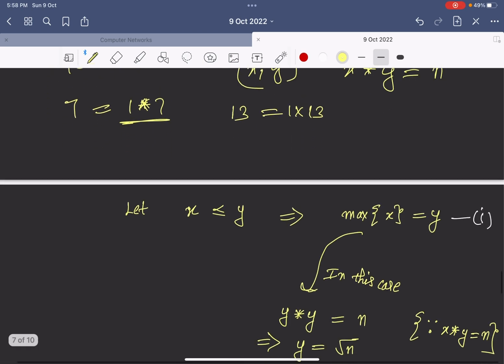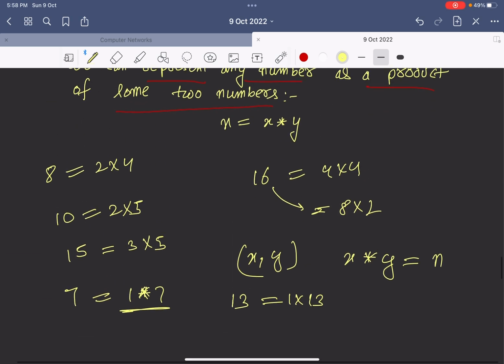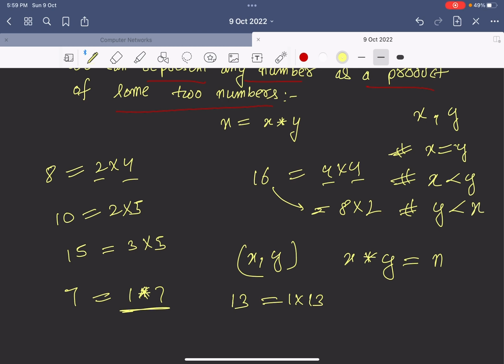Okay. Now, in all pairs, we know that either both of the numbers will become equal or one of the numbers will be less than the other, right? That is obvious, because if I have two numbers x comma y, what are the possibilities? First possibility is that x is equal to y. Other possibility is that either x is less than y or y is less than x. These are three possibilities for any two numbers. Either both are equal, or x is the smaller number, or y is the smaller number.